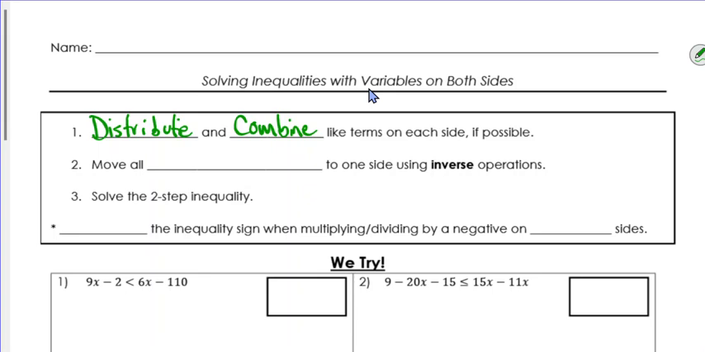We're going to move all of the variable terms to one side using inverse operations, just like before. And then it's going to boil down to just a two-step inequality, which we should be really practiced at by now. Always remember, flip the inequality sign if you multiply or divide by a negative number on both sides. So there's times where we distribute, which is just multiplying on one side. That's not what we're talking about. It's only if we multiply or divide by a negative on both sides of the inequality symbol.